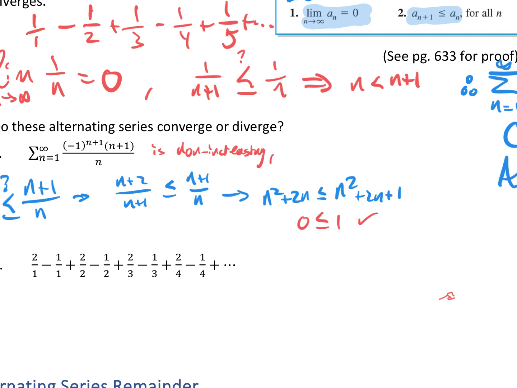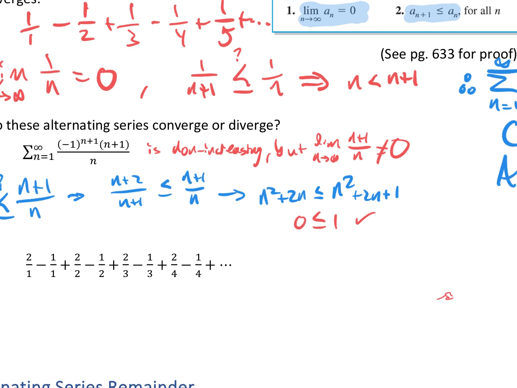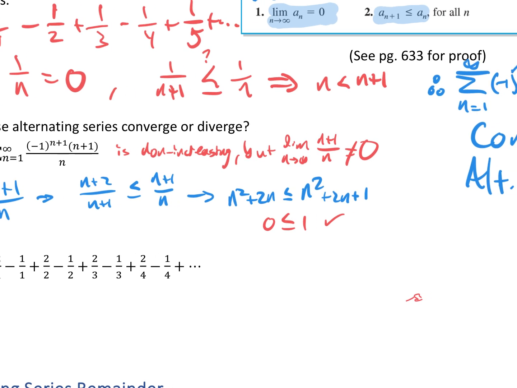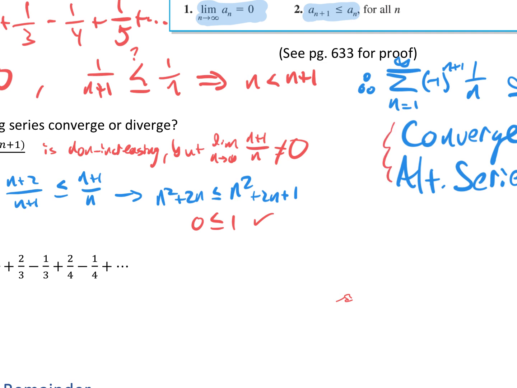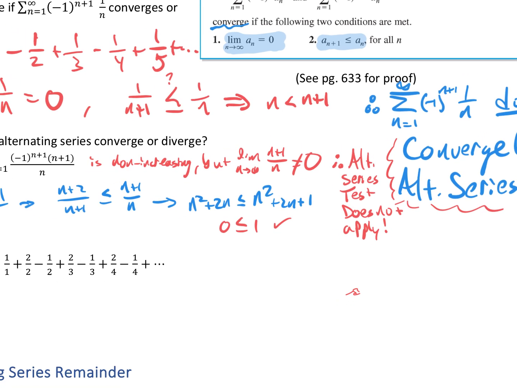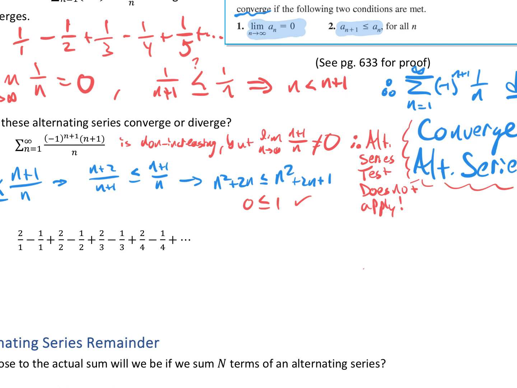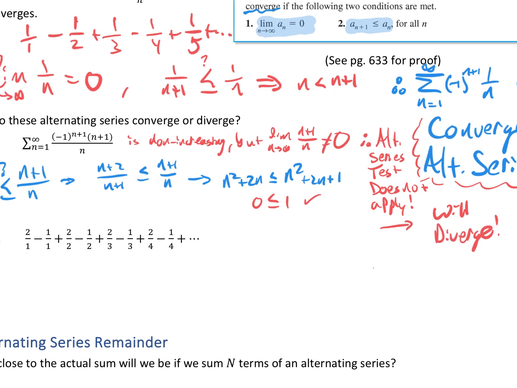But what's the limit as n goes to infinity of n plus 1 over n? Is it 0? No, it is not. It's going to infinity. So it's definitely not 0. So therefore it doesn't meet the conditions of the alternating series test. So the alternating series test doesn't help us here, so we have to look for something else. And we have another test that we could use, the ratio test, that will be coming soon, but this will converge. All right, we're not going to prove it right now. I'm sorry, this will diverge. Let's look at one more here.